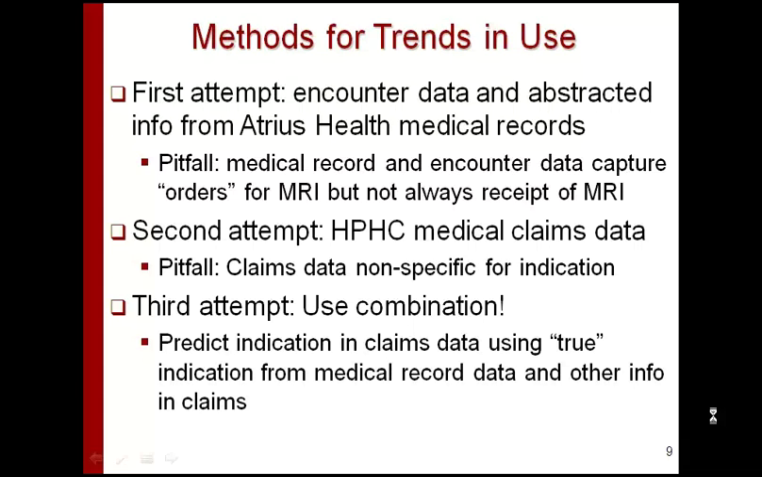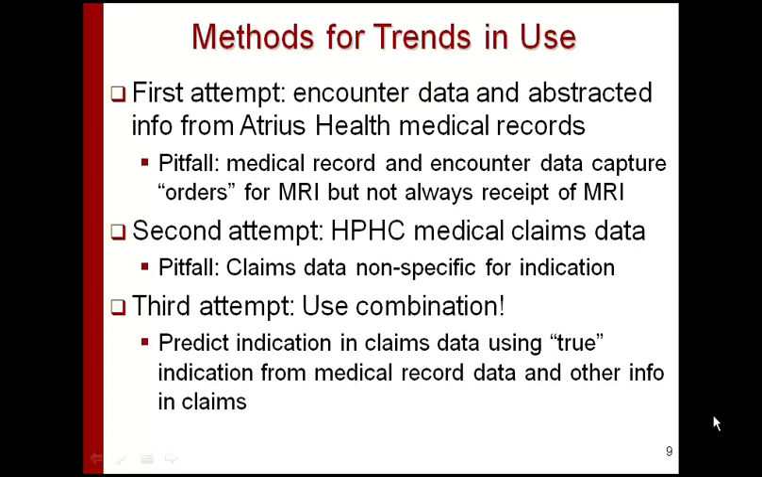So I scrapped just using those data, and then I decided I'm just going to use medical claims data, a bigger population, so I could have a bigger population to study, and that would give me a better time trend. That has a pitfall: claims data is really not specific to the type or use for the MRI. It can't tell me whether there's a screening MRI or a diagnostic MRI. There's just one billing code for breast MRI.